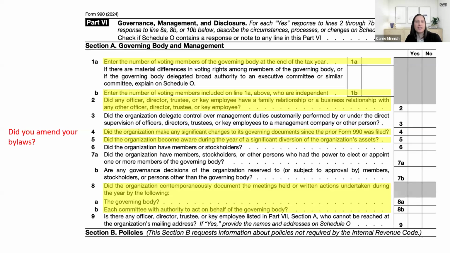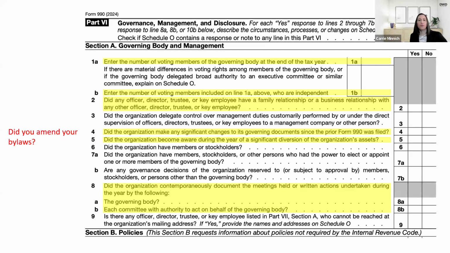So it starts off by asking on line 1A, the number of voting members of the governing body at the end of the year. So this is as of the end of the year. This is not going to necessarily agree to the list of all your board members that are going to be reported on another page where it lists everyone that served. This is just as of the end of the year. It also wants to know of that amount, how many are independent? So independent means that they're not being paid by the organization.